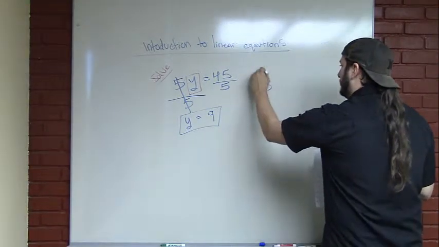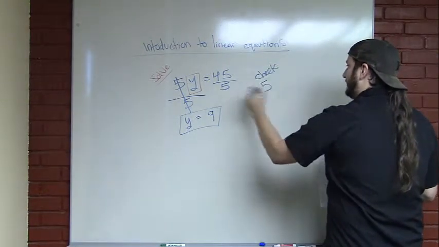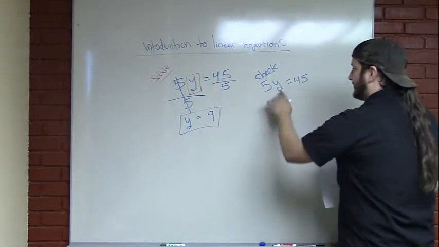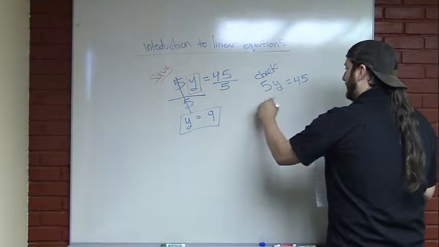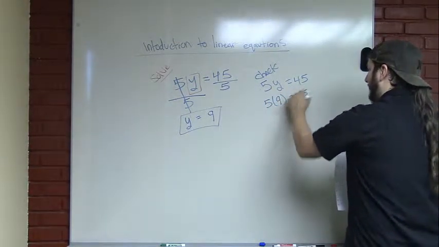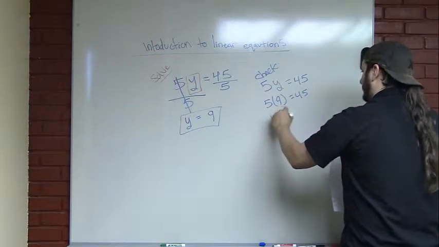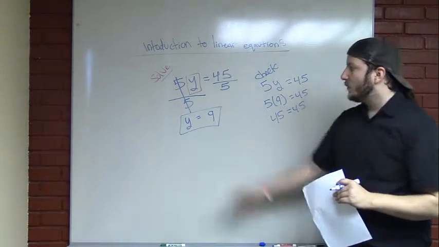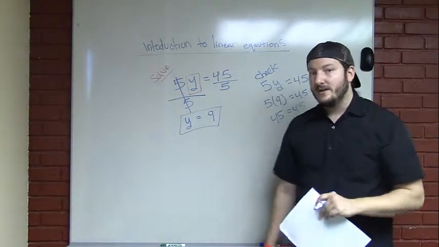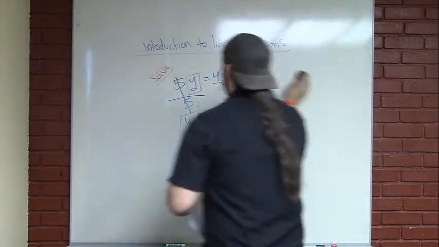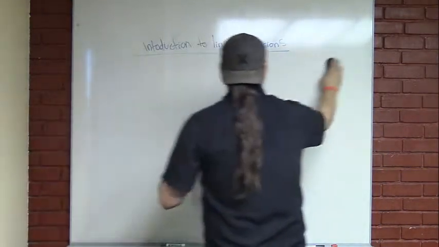And then again, you can go and check it, and we'll do this one as well. So we have, this is our check, so we have 5y equals 45. Stick your answer into y, so you have 5, don't forget your parentheses, 9 equals 45. 5 times 9 is indeed 45. So 45 equals 45, we're good. We know that's our answer. We're on our way to getting 100% on our test, okay? So don't forget to check. All right, let's do another one.